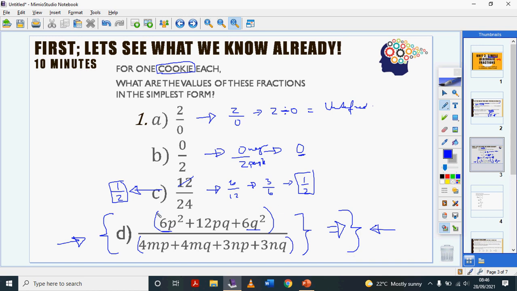Because what you have in the top is a quadratic expression which you can factorize, and what you have in the bottom is also factors, and there are so many things that have common factors which you can factorize. So like I said, in this lesson we'll be seeing how to simplify expressions like this. So let's move on.